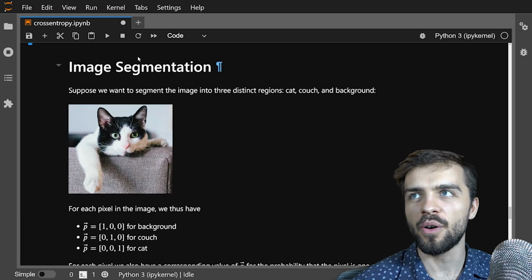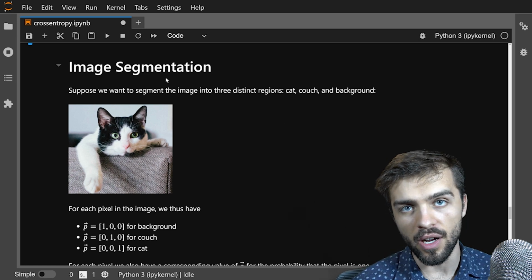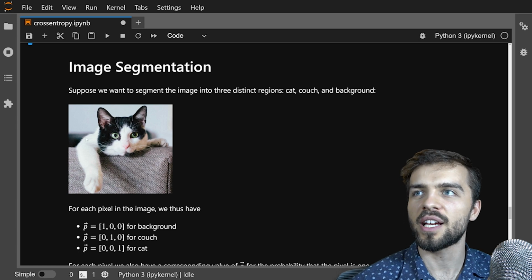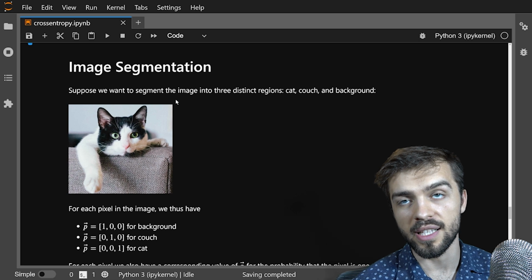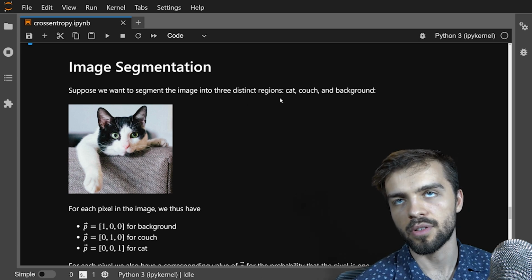Before I finish this video, I also want to talk about image segmentation, because this is another area where the cross-entropy loss function is so important. Suppose I have this image of this cat here, and I want to segment the image into 3 distinct regions: cat, couch, and background.